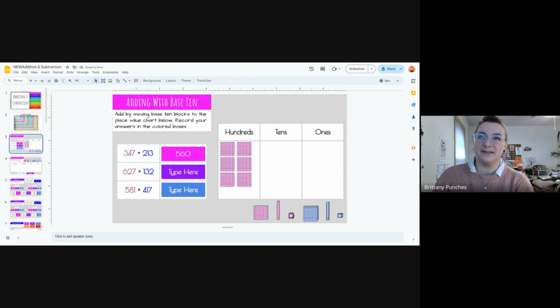Next comes our tens place. 627. A 2. Perfect. 1, 2. Got it? It's our last one. 7. Good. Let's put 7 back into our ones. 1, 2, 3, 4, 5, 6, and 7.